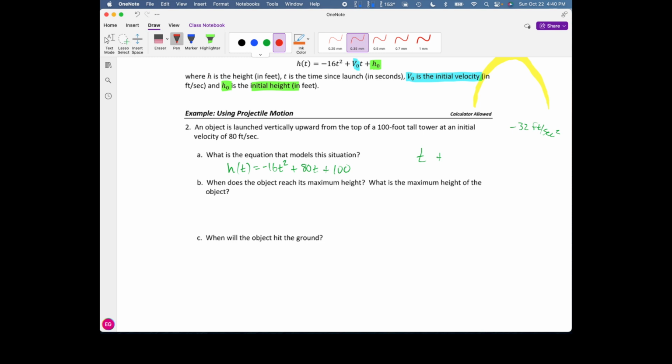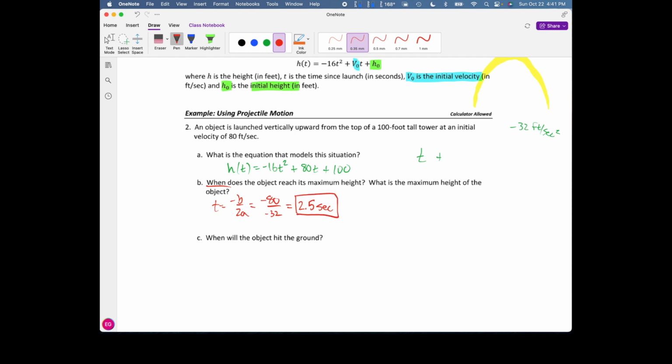Part B says, when does the object reach its maximum height, and what is the maximum height of the object? So this is basically just asking us to find the vertex, because we have a negative t squared graph. This is going to have a maximum value. So the when is going to be at negative b over 2a. So that's going to be negative 80 over 2 times negative 16, so negative 32. And we would use our calculator for this to get 2.5, and then we include our units here, seconds.